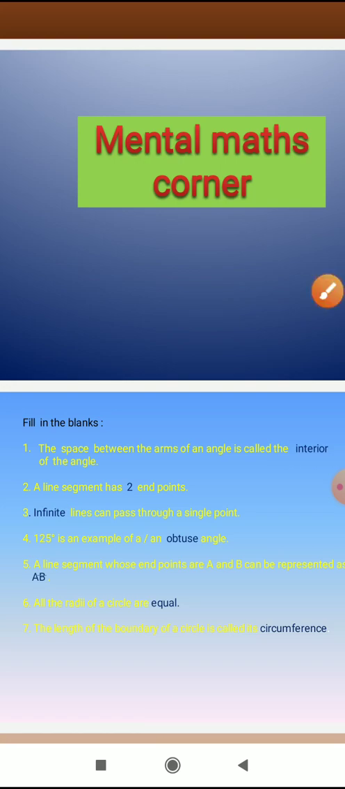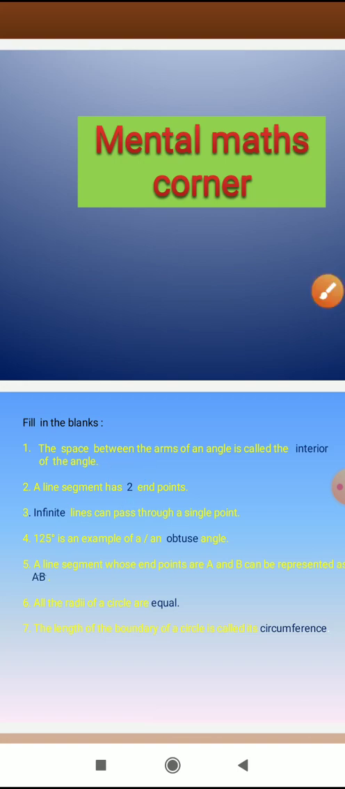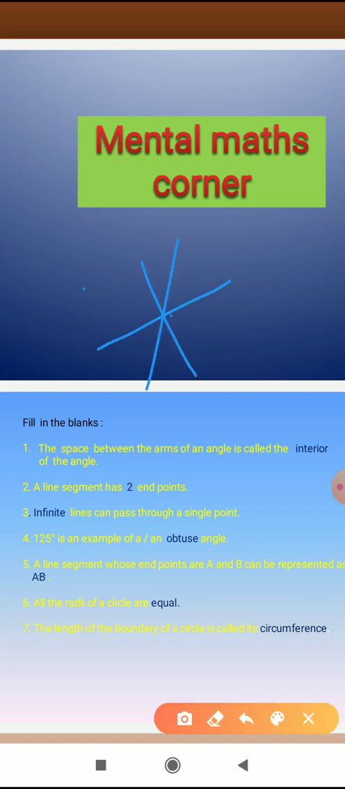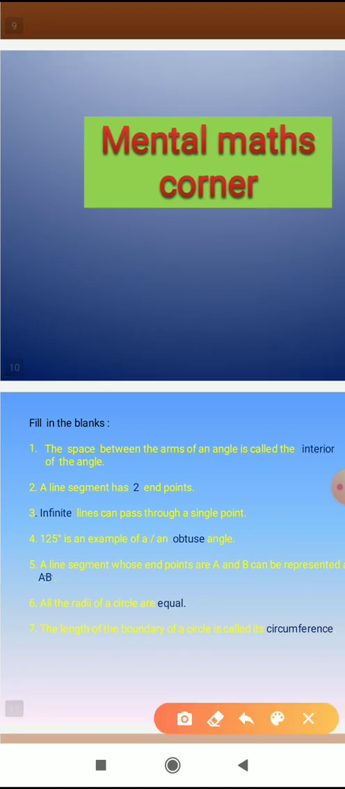Second, a line segment has dash. See student, this is a figure of line segment. It has two end points. So your answer is 2. Third, dash lines can pass through a single point. Here is a single point. So you can draw through this single point infinite lines. So your answer to the third blank is infinite.